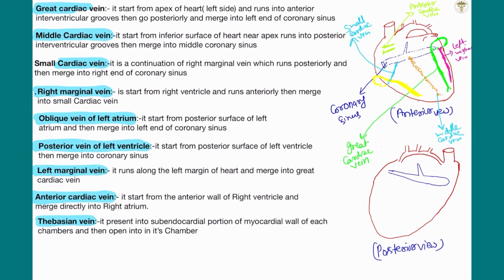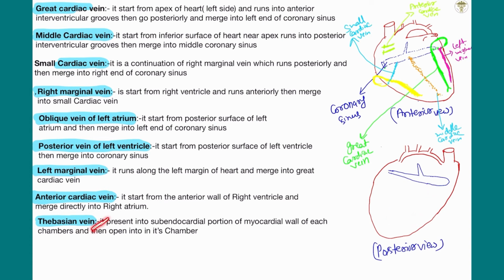All veins here open into the coronary sinus except the anterior cardiac vein, and I will also discuss the Thebesian veins. The anterior cardiac vein directly opens into the right atrium. Here is the Thebesian vein, also present in the right atrium. I will discuss that the Thebesian veins are present in all chambers of the heart: right atrium, right ventricle, left atrium and left ventricle.